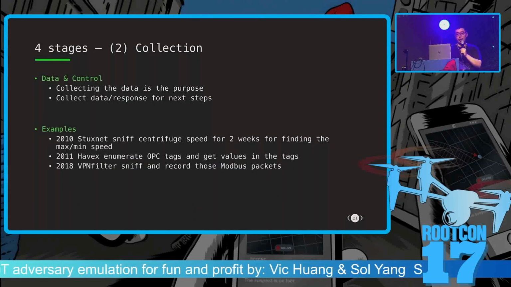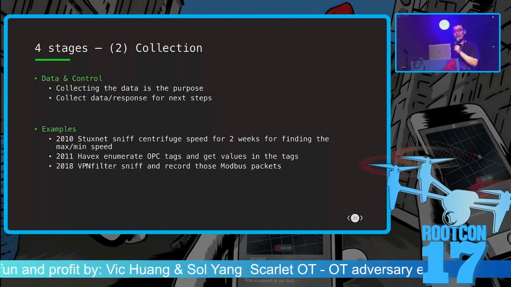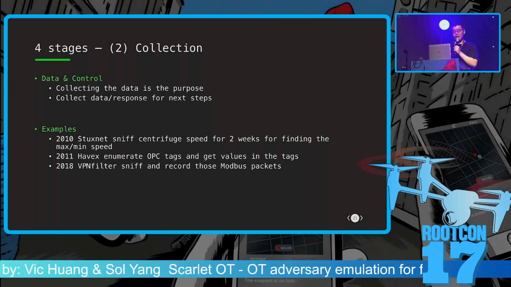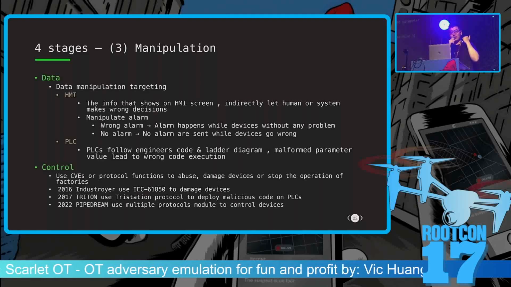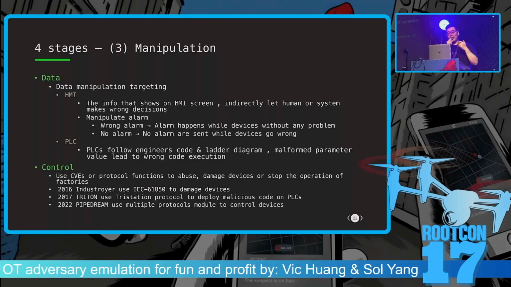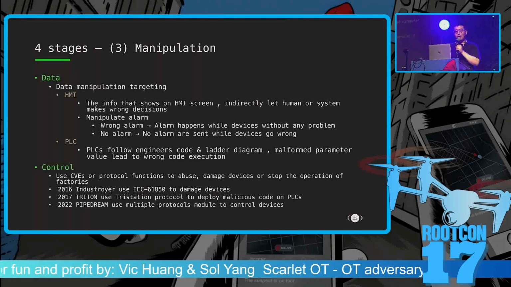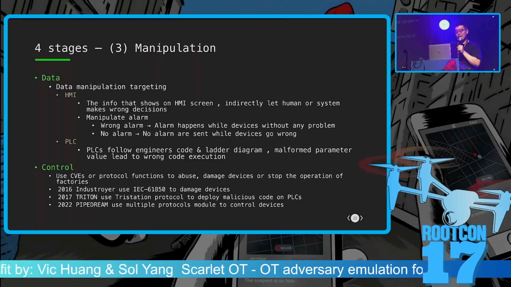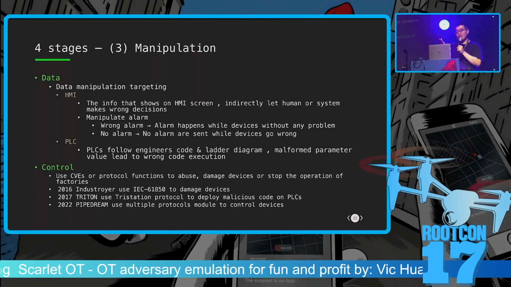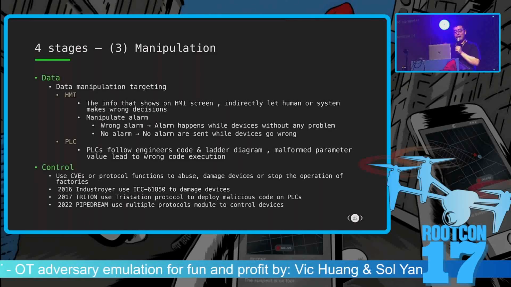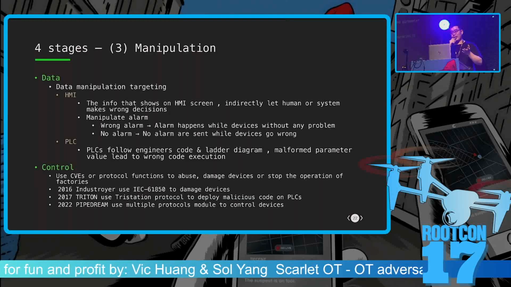And in stage 2, a lot of malwares try to sniff and enumerate the different tags and collect the information, waiting for the next step. Okay, so the most important part is the manipulation stage. For data targets, you can try to ruin the data in the HMI, or try to put some strange data in to trigger the protective actions in the PLC diagram. And for control targets, they can use different protocols to try to abuse the devices.